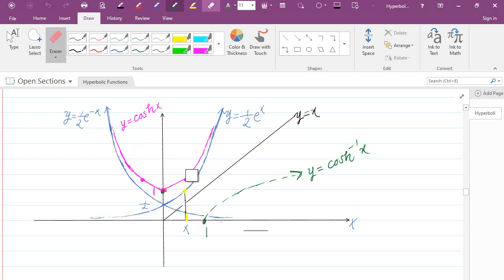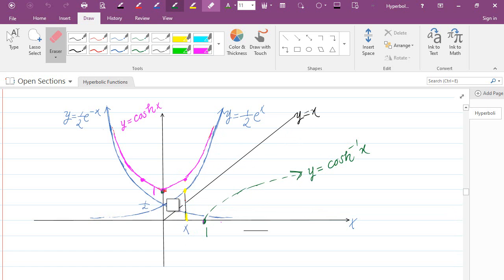Now clearly it is not a one-to-one function on the entire set of real numbers, but we're going to make it one-to-one by just restricting x to be non-negative. So if we take the domain from 0 to infinity, then we get this part of the graph right here, and then it's one-to-one, and the graph of the inverse of this part is this green curve right here. So this is the reflection of the graph of hyperbolic cosine across this line.